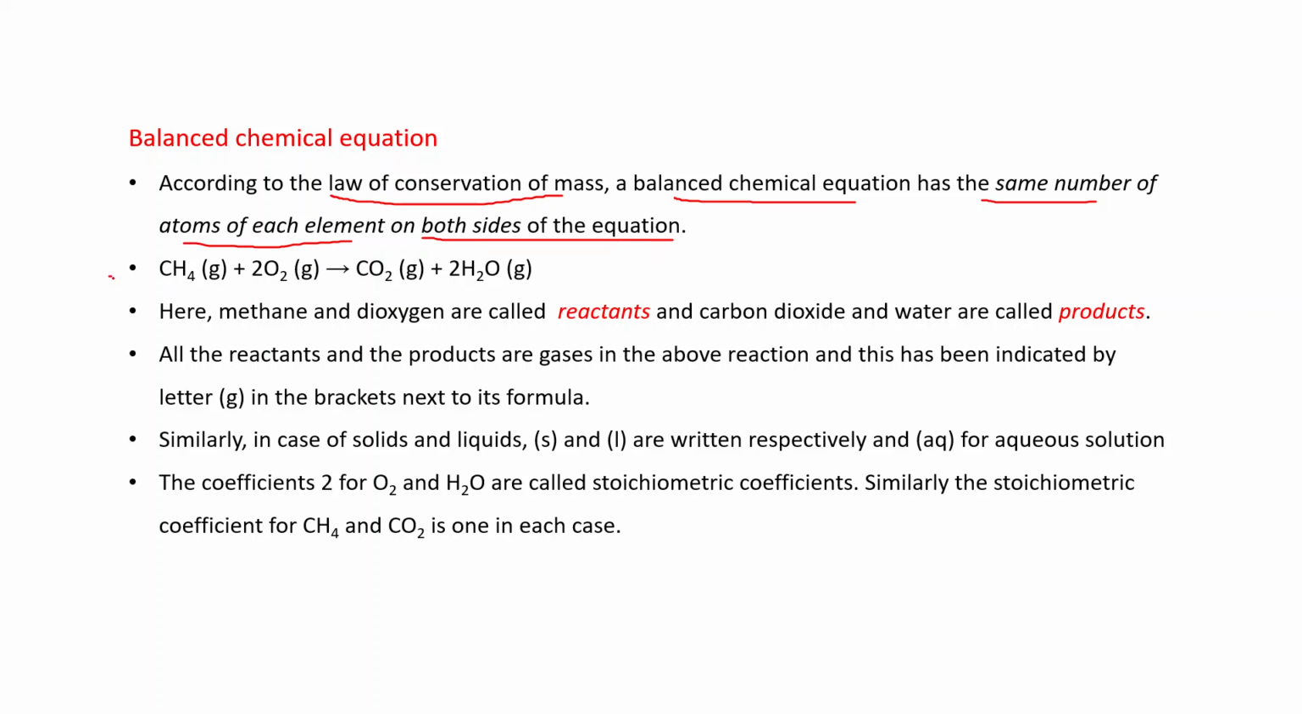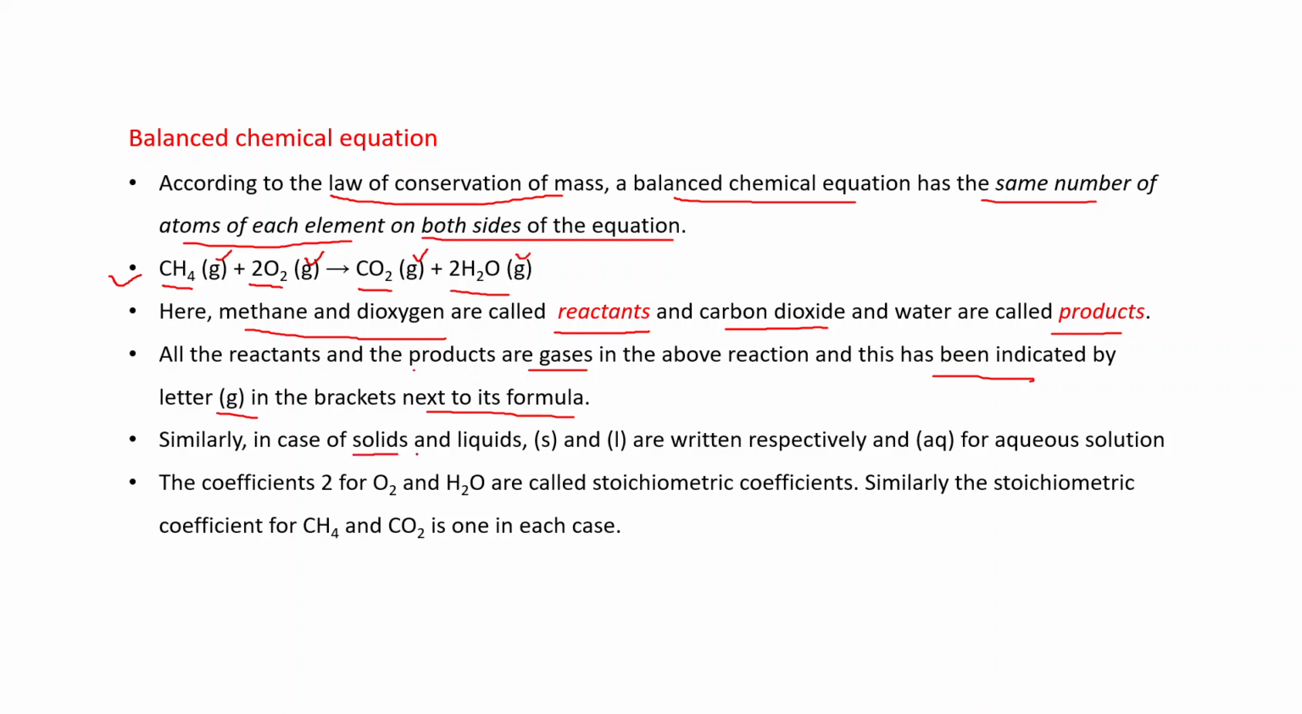You can see this reaction. CH4, methane, reacts with oxygen to give CO2 and water. In this case, methane and dioxygen are called reactants, and carbon dioxide and water are called products. All the reactants and the products are gases in the above reaction, and this has been indicated by the letter g in the brackets next to the formula. This g represents that these reactants and products are in the gaseous state.